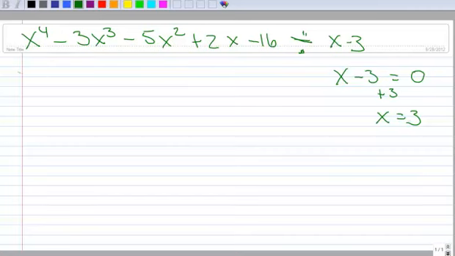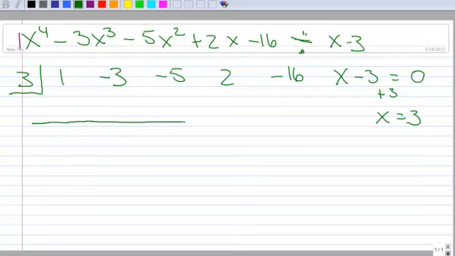Now you're going to come over to the side and put that 3 right there and draw kind of a little half box around it. Now you're going to want to get the coefficients of all the terms in your polynomial. So there's a 1, a negative 3, a negative 5, a 2, and a negative 16. Notice how I leave some space in between them there? Alright, draw my big bar there, and the first thing I do is bring down the 1.